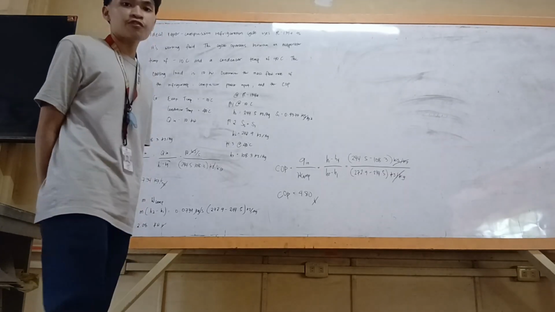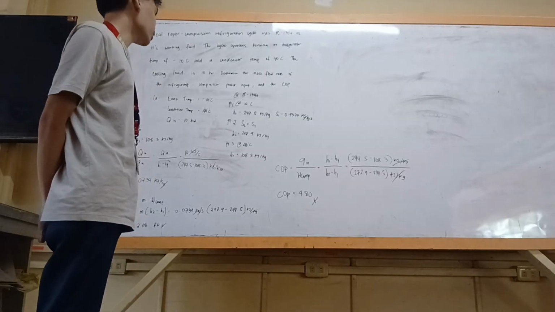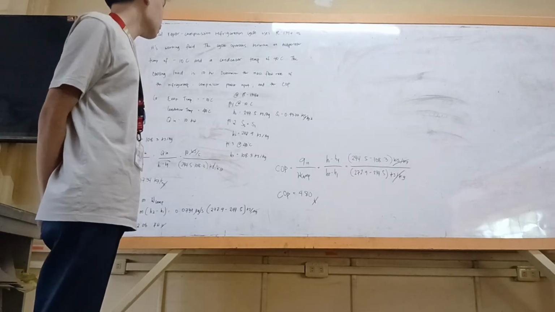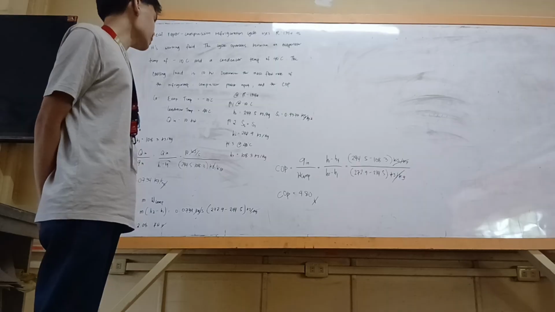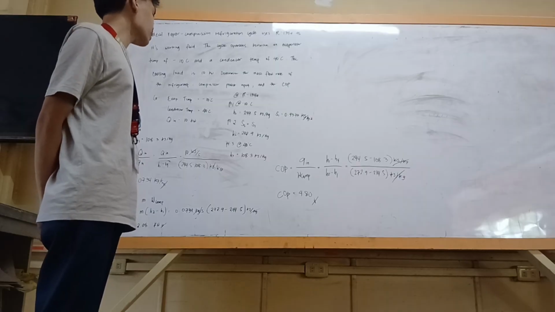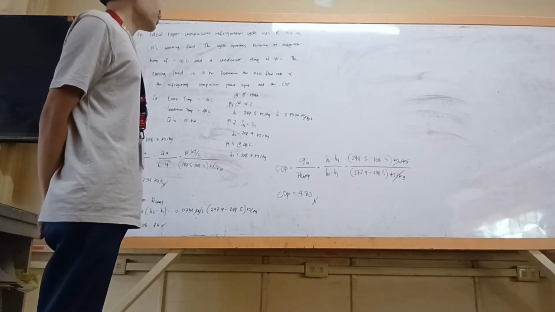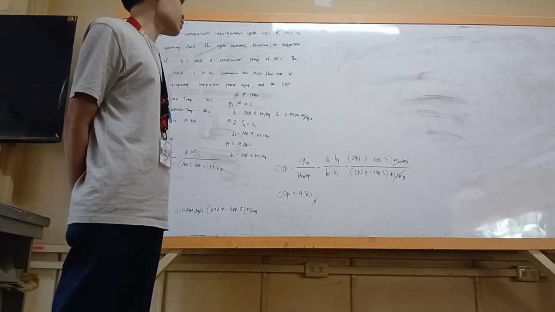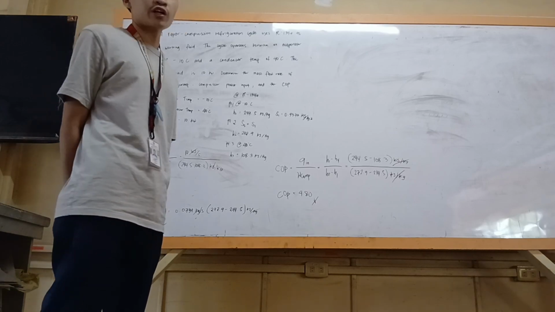So first we need to identify the given. We have evaporator temperature at negative 10 degrees, condenser temperature at 40 degrees, the cooling load which is 10 kilowatts, and also we need to get the values using the table for R-134a.